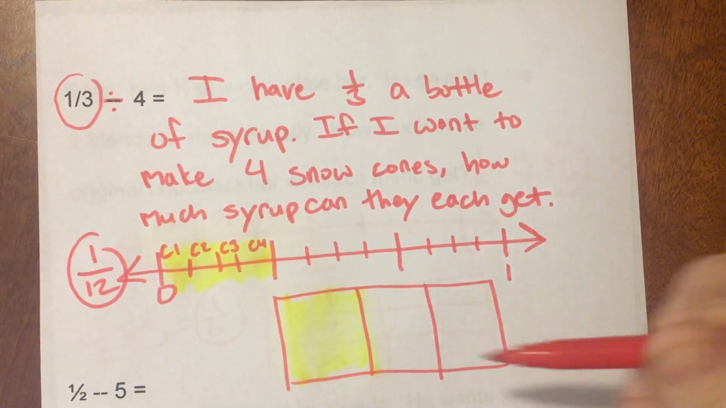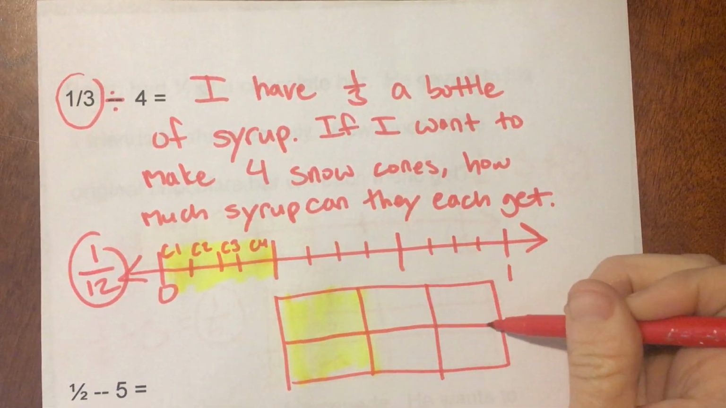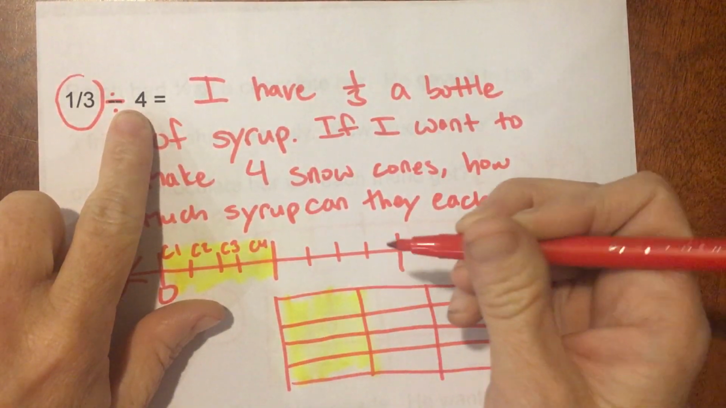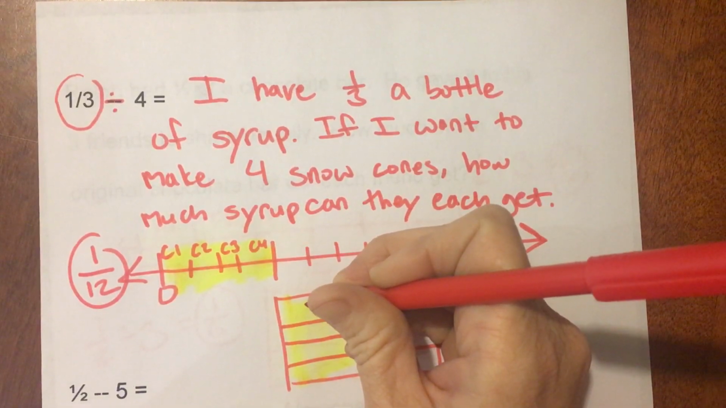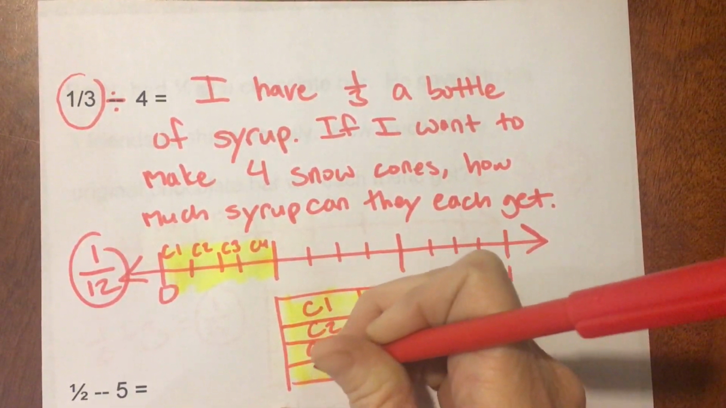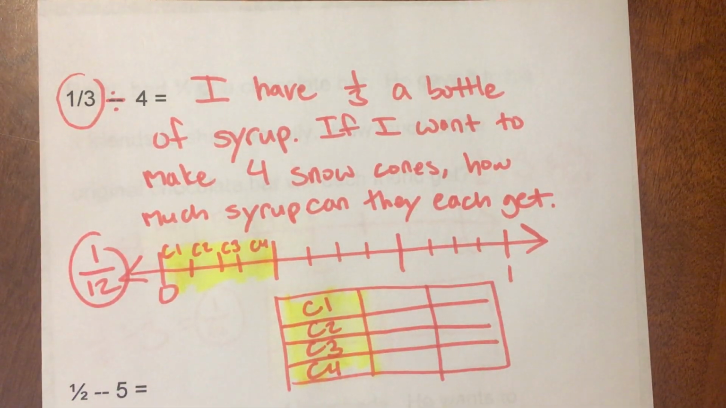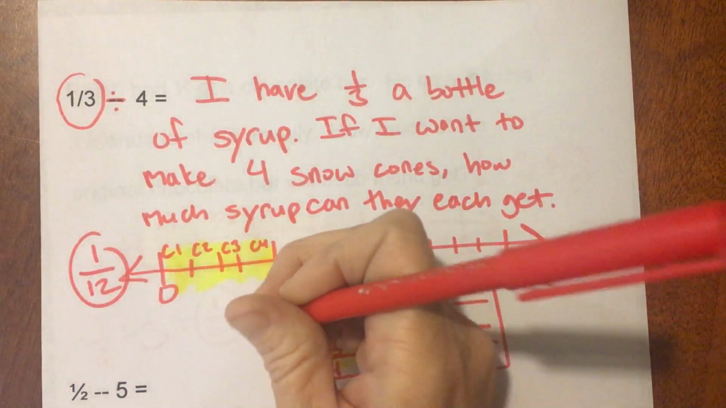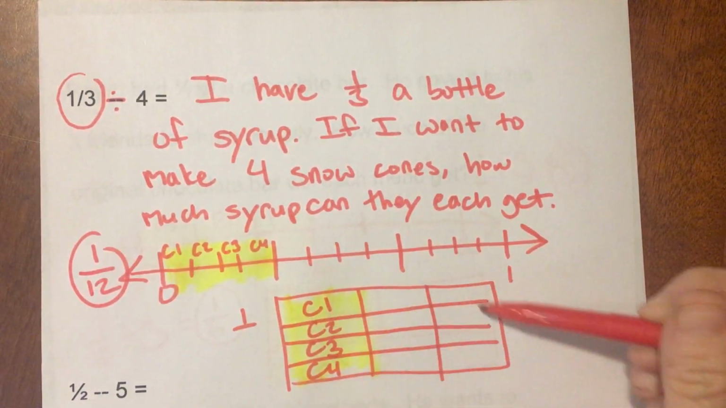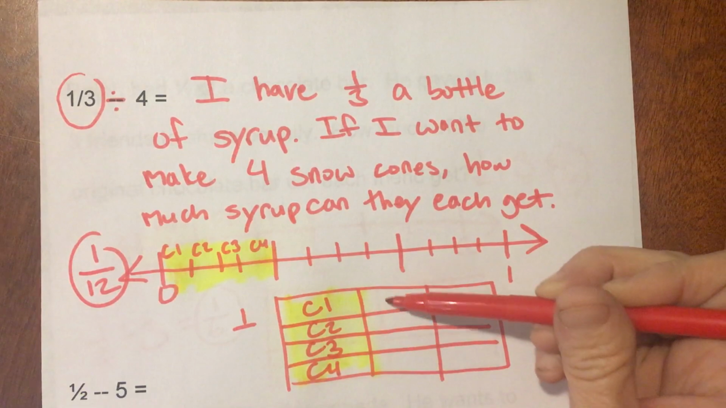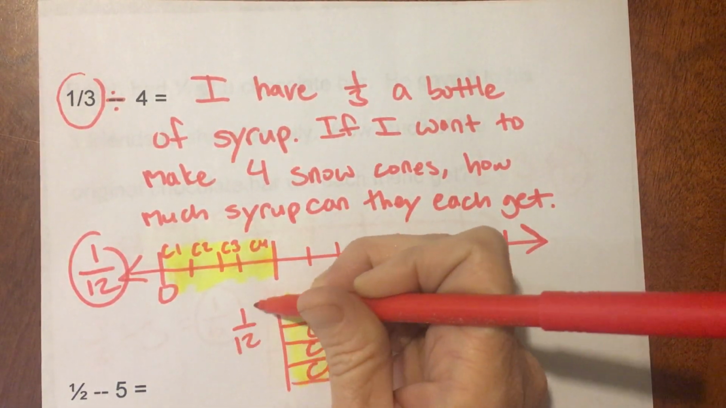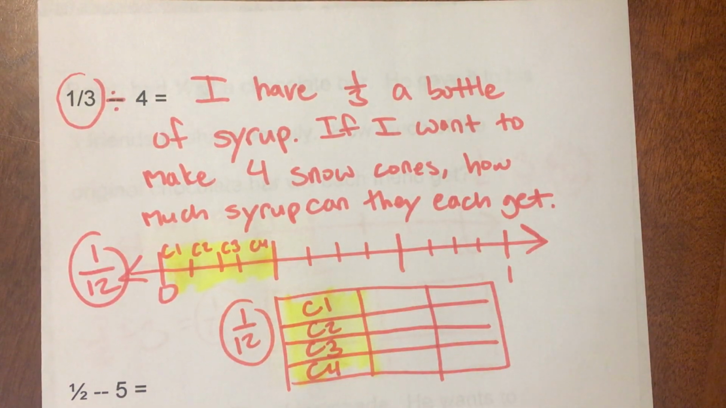And I'm going to divide that 1/3 into 4ths. And then I'm going to label them. So cone 1 gets that, cone 2, cone 3, and cone 4. So each snow cone is going to get 1 part, and each part is 1, 2, 3, 4. I'm counting 12 again, so 1/12 of the bottle.